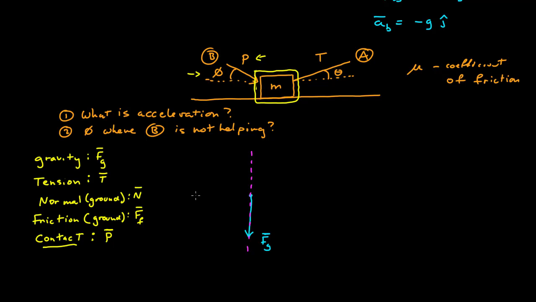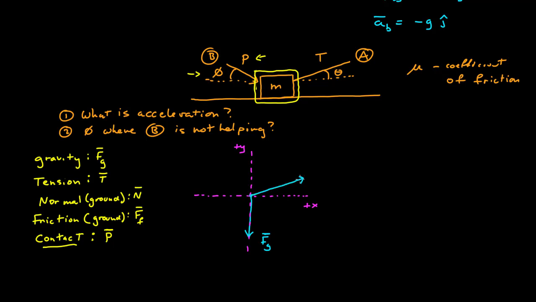A coordinate system has to be on every free body diagram. So I'm going to choose my coordinate system to be parallel and perpendicular to the ground. I'm going to call this direction positive x and that direction positive y. Now I can identify my tension force.